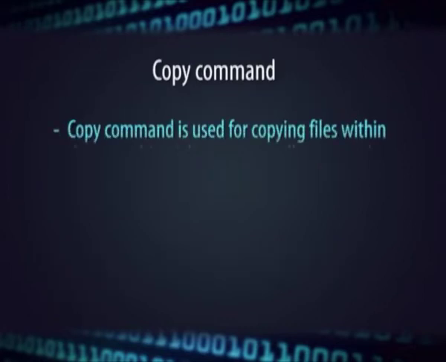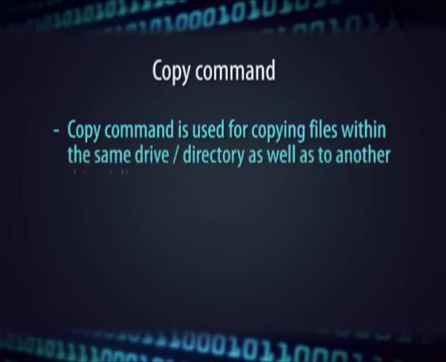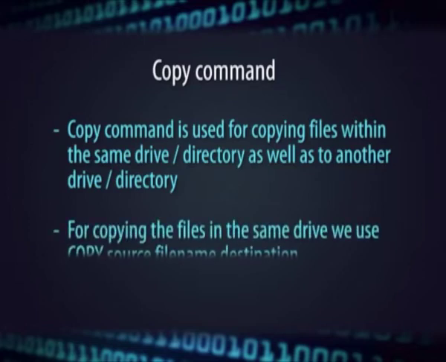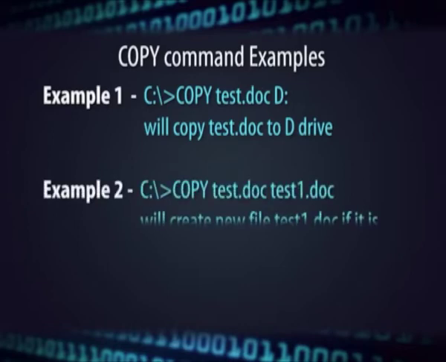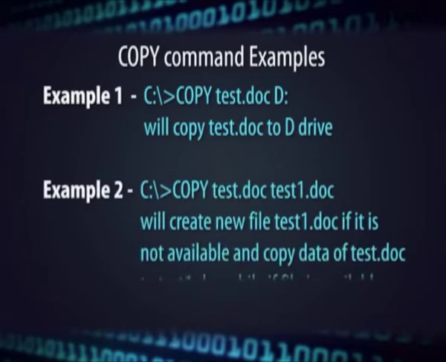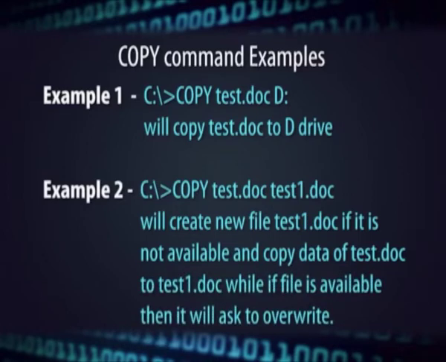Copy command. The copy command is used for copying files within the same drive as well as to another drive. For copying files in the same drive, we use copy source file name destination. For example, C prompt copy test.doc D: will copy test.doc to the D drive. Another example, C prompt copy test.doc test1.doc will create a new file test1.doc if it is not available and copy data of test.doc to test1.doc, while if the file is available, then it will also ask to overwrite.